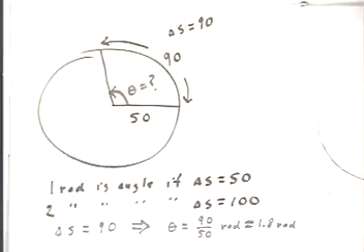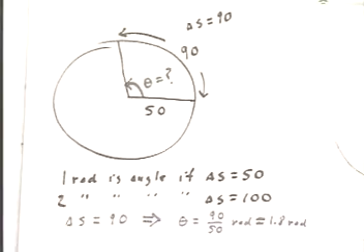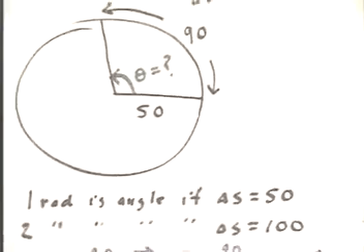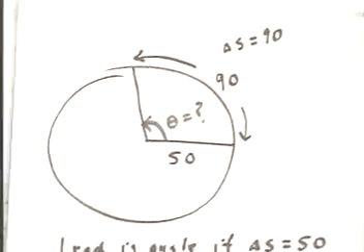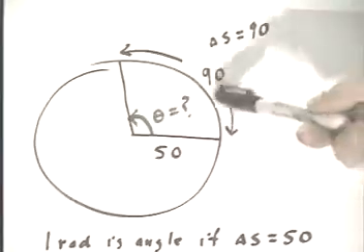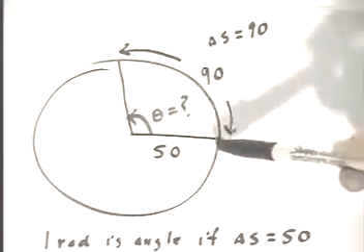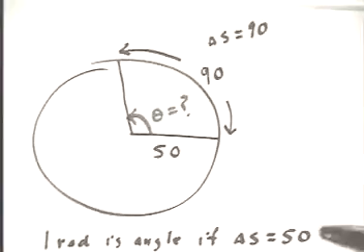So if we want to solve a problem like the present one, here we see a circle of radius 50 and an arc of length 90. The question is, what's the angle here? How many radians in this angle?